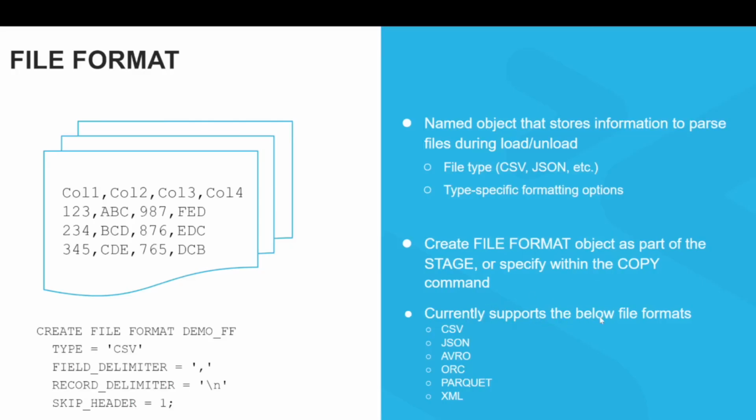Snowflake currently supports the below file formats. So we have JSON, we have CSV, we have Avro, ORC, Parquet, and XML. So these are the different file formats which Snowflake currently supports. Now let's see how we create this file format and how we use this file format while loading the data into Snowflake tables from stages.